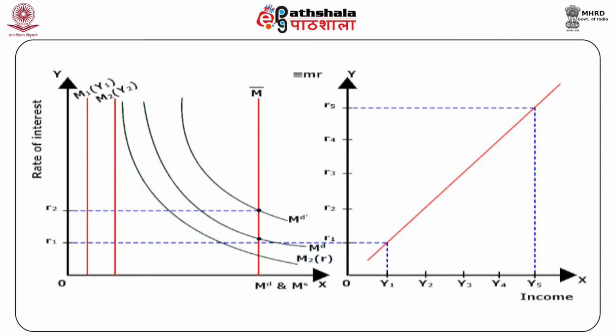At the given money demand, there is a given level of money supply which is exogenously determined. It is M bar. So, M bar intersects with the original money demand function, and then we have an equilibrium rate of interest, which is relatively low.